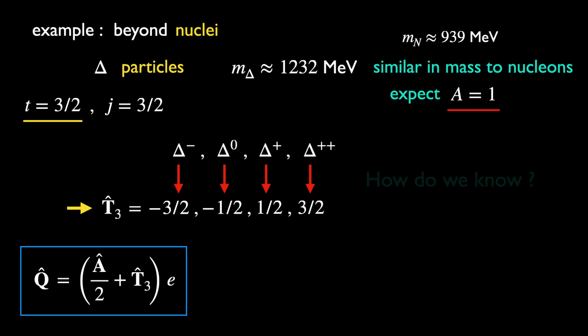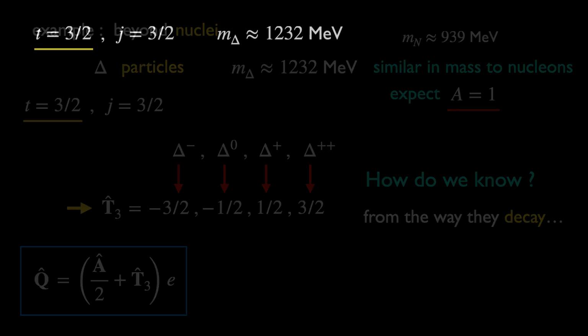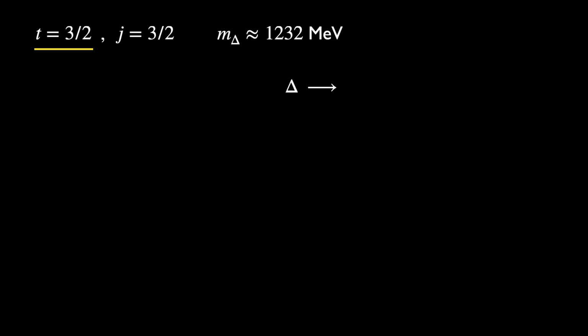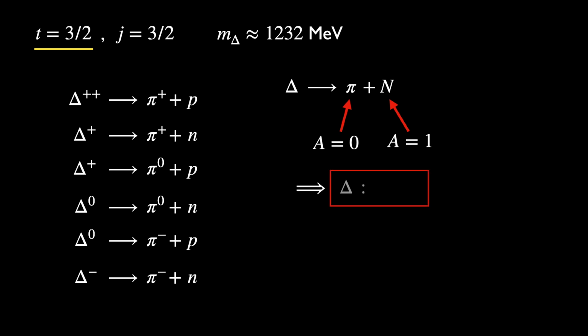But how do we know A is really equal to 1? By observing how the delta particles decay. They decay into a pion and a nucleon. Since A equals 0 for the pions, this implies A equals 1 for the deltas, because the strong interaction preserves nucleon number, and we know that this is a strong process by the fast decay rate.